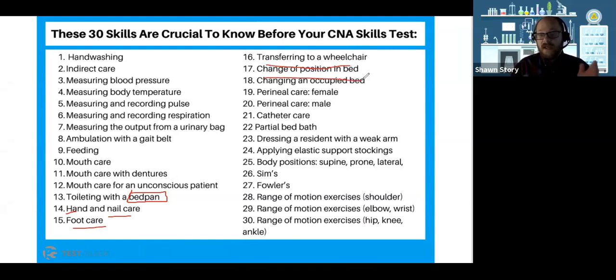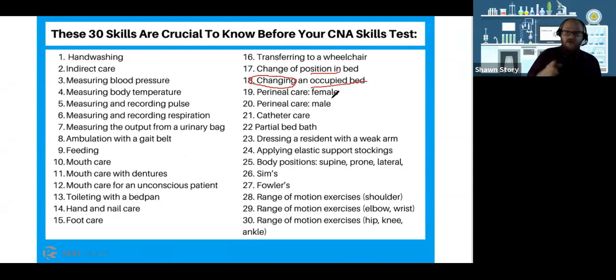Changing positions in bed, how to roll them, especially if they're unconscious or in a coma, so they're not getting bed sores. Can we change their position? Changing an occupied bed. This is changing the bed sheets. So if there's a person in the bed itself, how do you actually change the bed sheets without them physically getting up out of the bed? There is a way to do it.